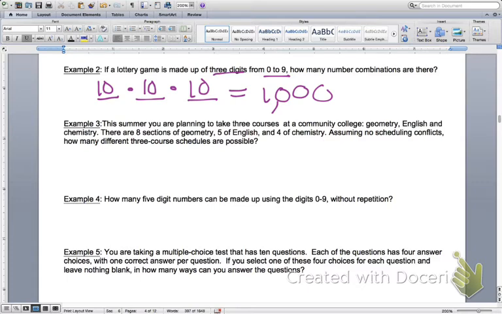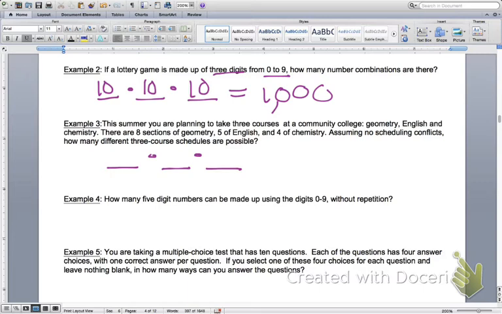This summer you are planning to take 3 courses at a community college: geometry, English, and chemistry. There are 8 sections of geometry, meaning 8 different classes of geometry, 5 of English, and 4 of chemistry. Assuming no scheduling conflicts, how many different 3-course schedules are possible? So we're going to be making 3 choices: our choice for our geometry class, our choice for our English class, and our choice for our chemistry class.